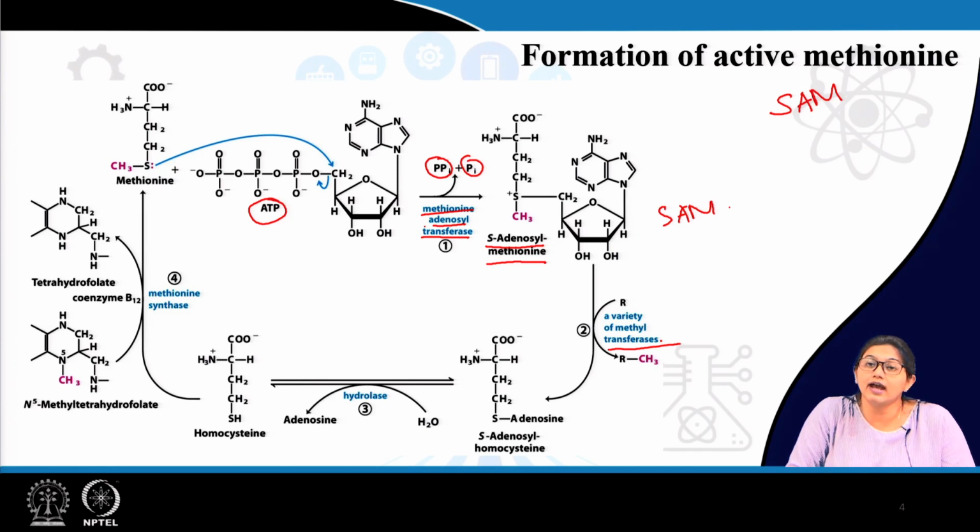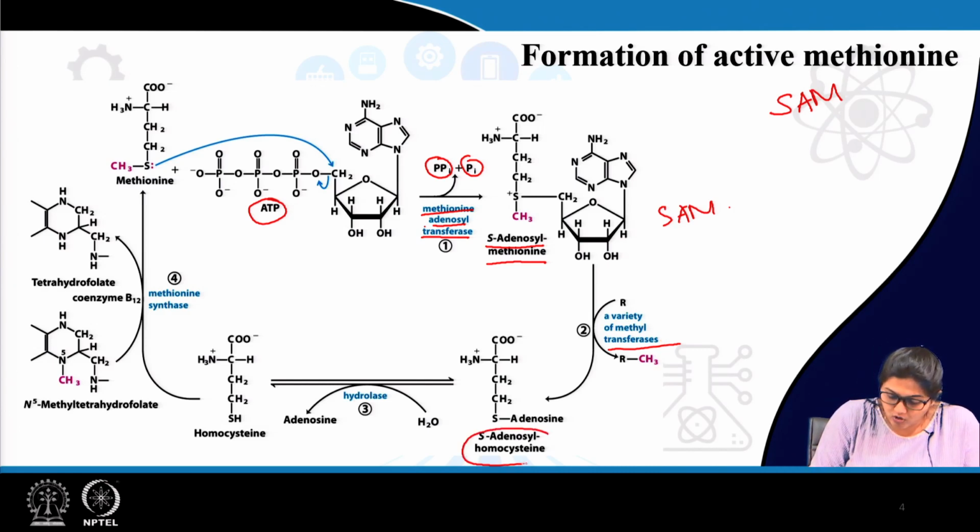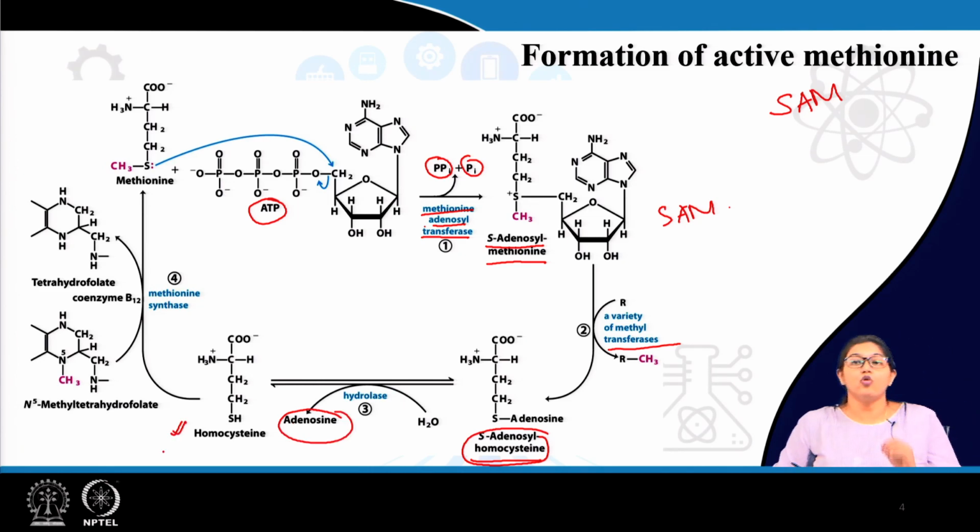So, once the methyl group is donated from SAM, it forms S-adenosyl homocysteine. S-adenosyl homocysteine then undergoes hydrolysis where adenosine is released. So, what we are getting is homocysteine. Now, homocysteine, either it can undergo catabolism or it can reform the methionine. Now, how is the methionine reformed from homocysteine?